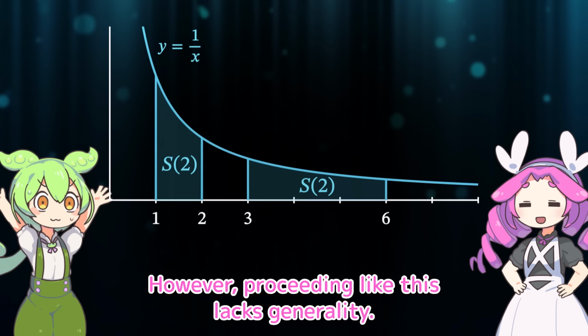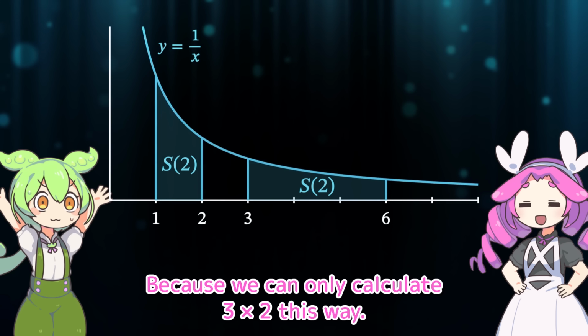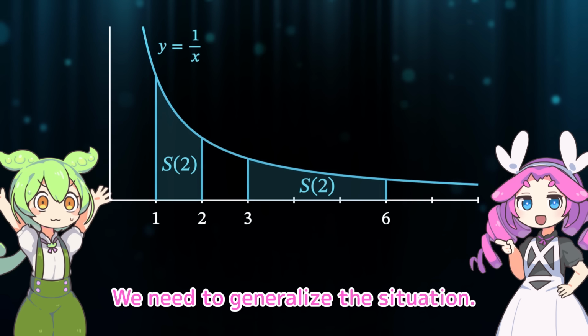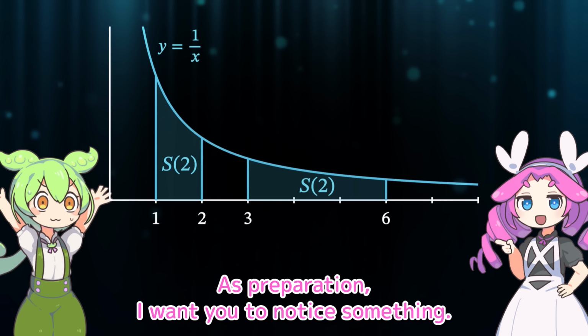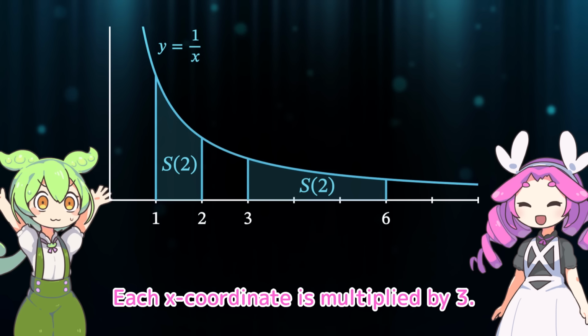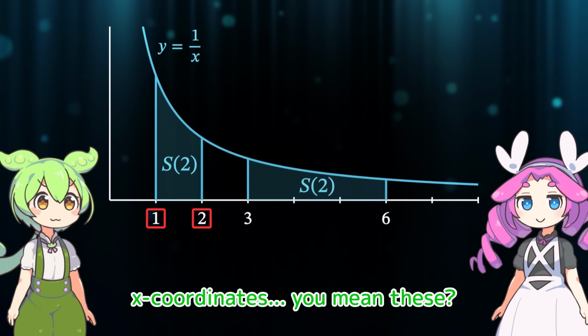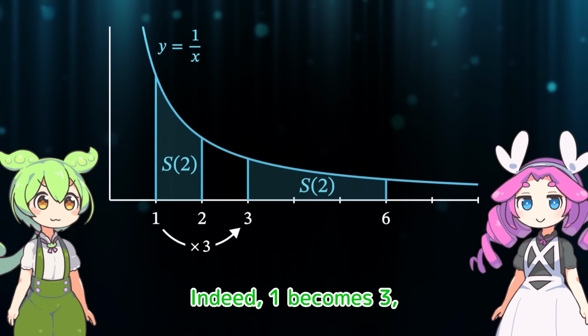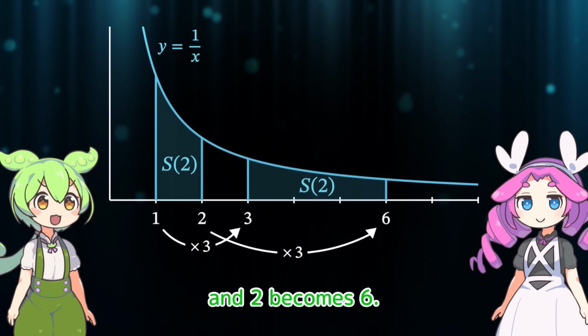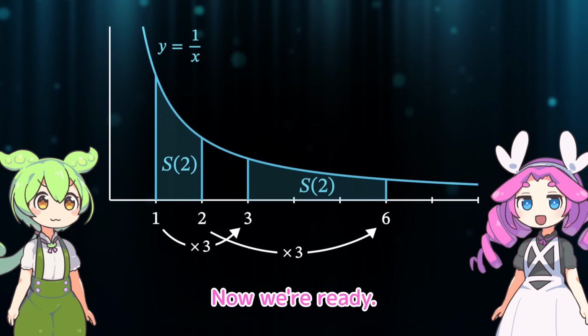However, proceeding like this lacks generality, because we can only calculate 3 times 2 this way. We need to generalize the situation. As preparation, I want you to notice something. Each x-coordinate is multiplied by 3. X-coordinates, you mean these? Indeed, 1 becomes 3, and 2 becomes 6. That's correct. Now we're ready.